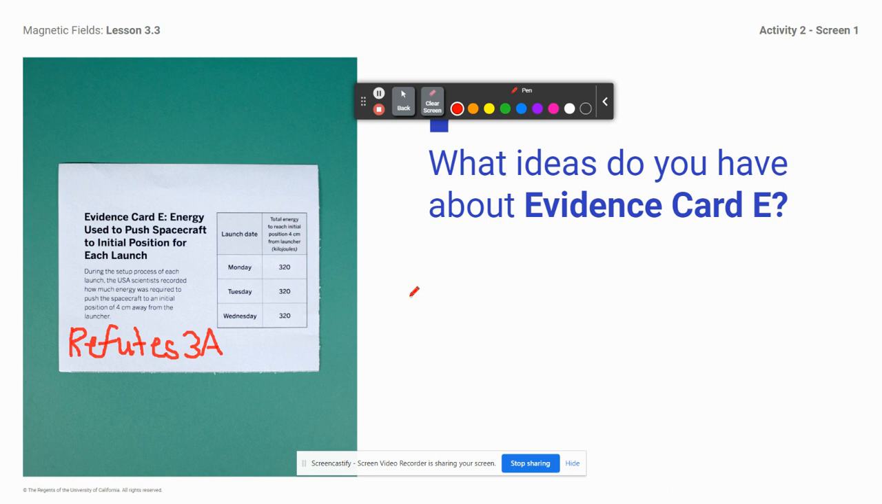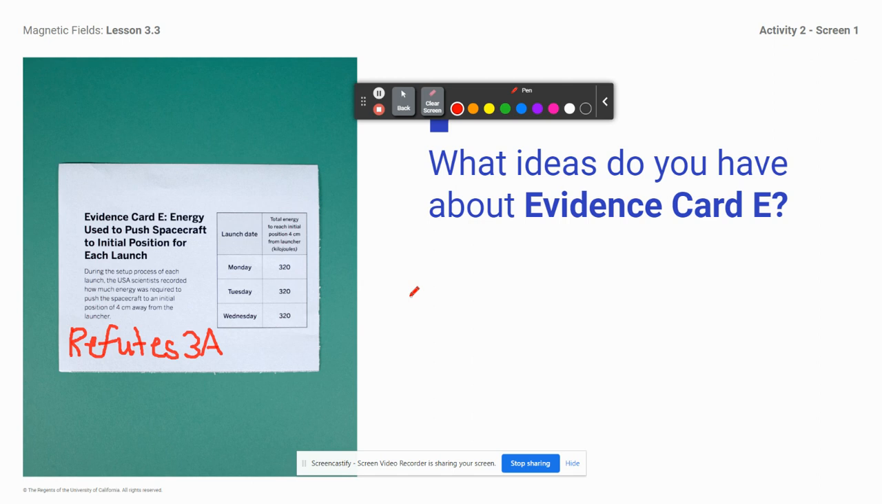You have evidence card A, which if you flip back over and look at the front, you have distance between the launcher and the spacecraft in each launch. You have evidence card B, the average speed of the spacecraft when launched. Evidence card C, the energy used to push the spacecraft to final position for each launch. Evidence card D, simulating the launches. And they all look similar to things that we did on Monday and Tuesday, as well as days that were before. So dive into each of these cards.